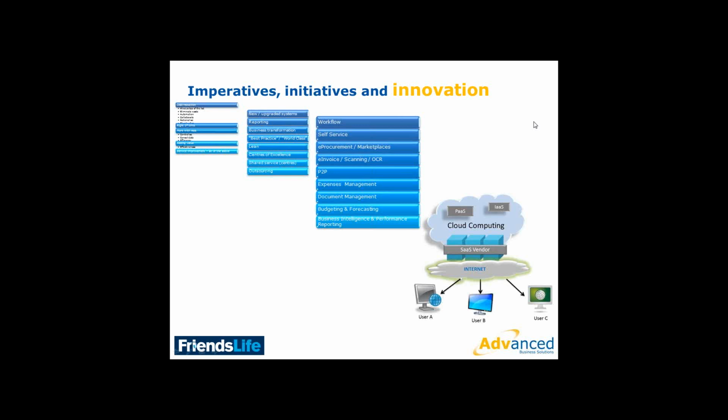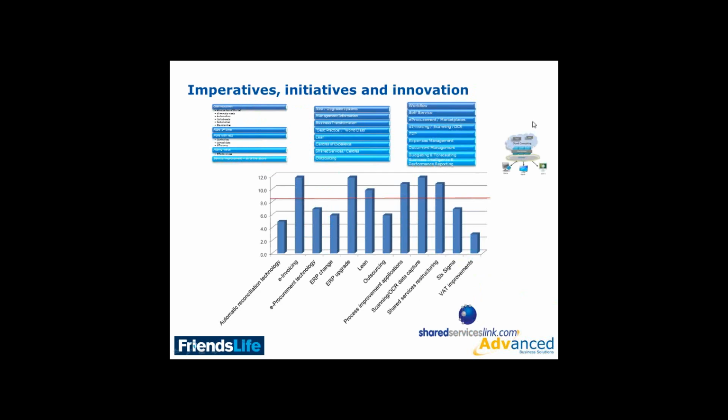Now, the innovations that we've seen are market-led, and they're borne out by the Shared Services Link survey, which asks which 3 changes organisations have been budgeting for. On the graph that you'll see there, I've just drawn a red line across the graph so you can see the areas that have attracted most interest. Those are in the areas of e-invoicing, ERP upgrade, lean processing, process improvement applications, scanning OCR, and shared services restructuring. And I think that ties in with the areas you mentioned previously.